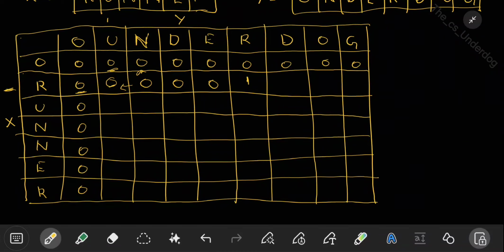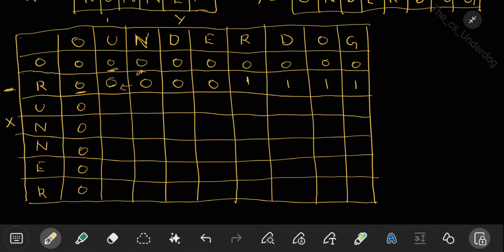That is what you know. What is the next step? You will keep going forward. R and D do not match here. What will you do? You will see the element on top, then the element on the left. On the left you have 1, on top you have 0. Which is largest? 1 is largest, so you will take 1. Similarly, you will have 1 for O, 1 for G.